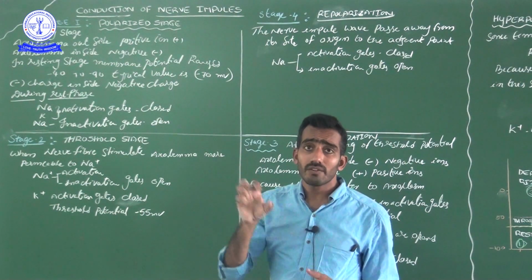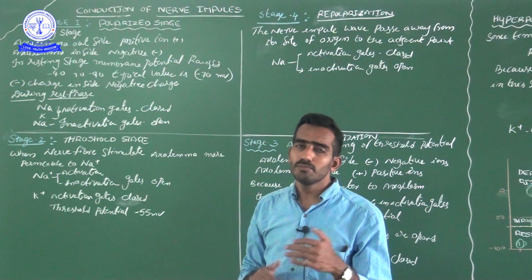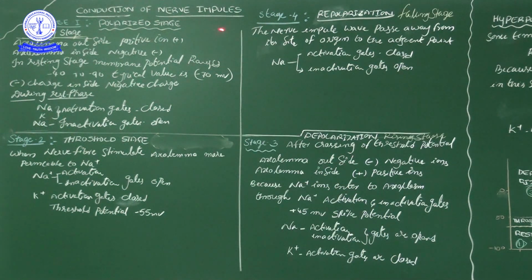The conduction of the nerve impulse consists of 5 important steps. Those 5 important steps we have to know. Let me start today's video session. Conduction of the nerve impulse totally consists of 5 phases, 5 steps also. Whether step or phases, whatever it is.